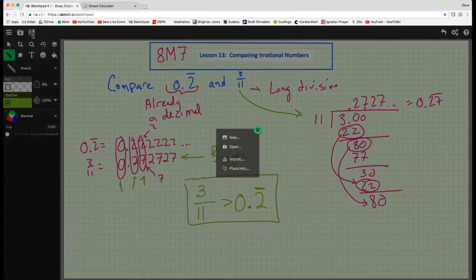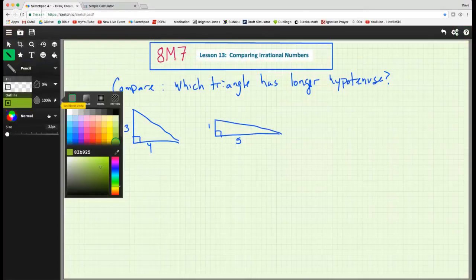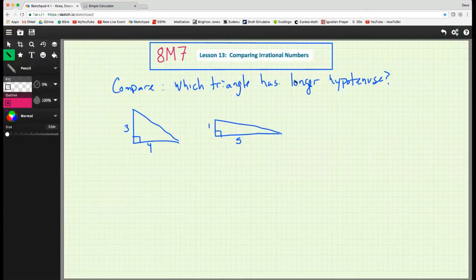Let's keep going. And this is our last slide. And there's a problem like this one on the homework. So which triangle has the longer hypotenuse? Here our building block is calculating the hypotenuse. And remember, you have to take leg squared plus leg squared equals the hypotenuse squared, for those of you who don't remember your Pythagorean theorem.